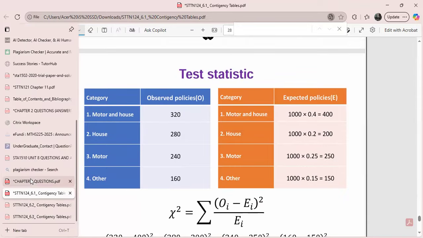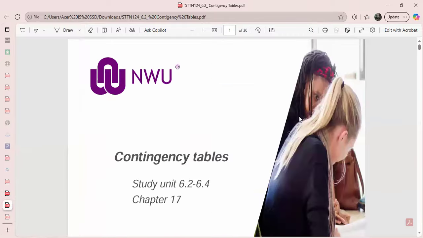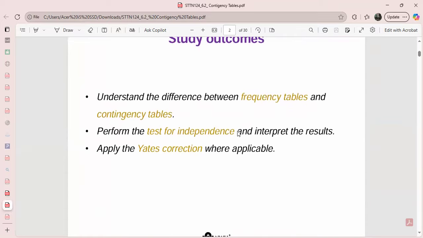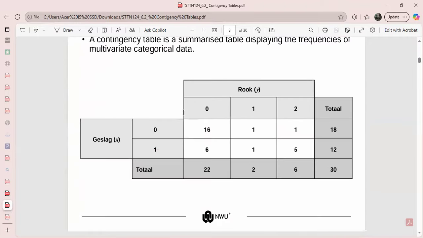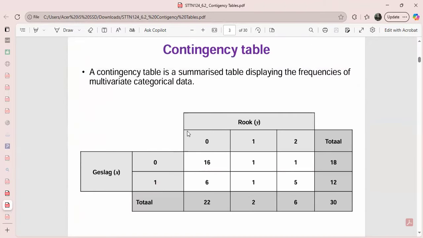So I hope now you saw how to calculate the test statistic, how to formulate the null hypothesis, make conclusions and interpret under 6.1. Then 6.2. Let's look at 6.2. This is the one that I was talking about, where you're given a table now.